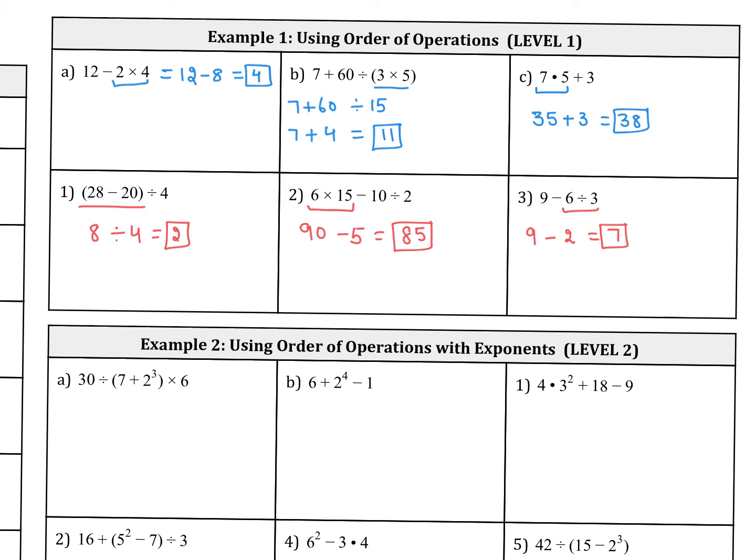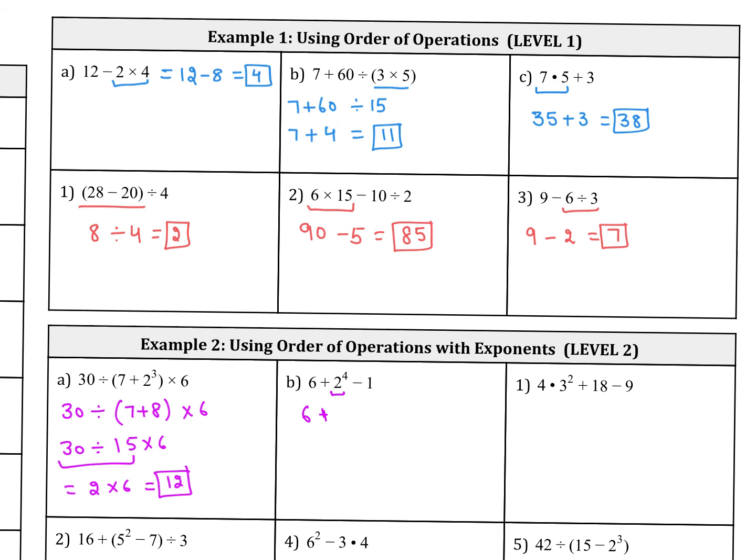Example number 2, using order of operation with exponents. Now for letter A, 30 divided by 7 plus 2 to the power 3 times 6. So 30 divided by 7 plus 8 times 6. 30 divided by, what is 7 plus 8, is 15 times 6. Division and multiplication, whatever comes first from left to right. So 2 times 6, that is going to be 12.